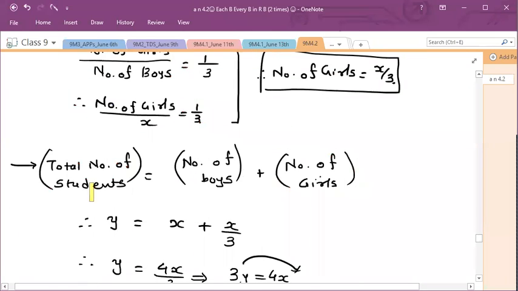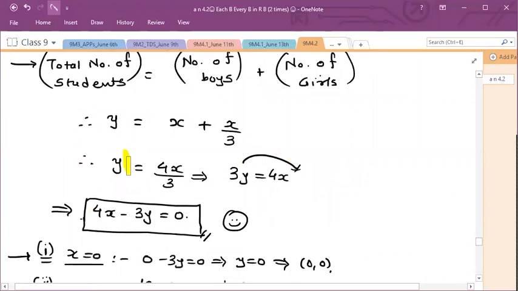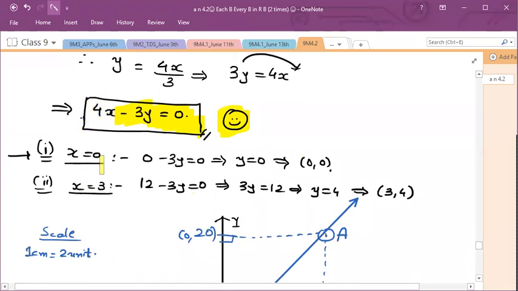Then what is the total number of students? The total number of students will be the number of boys plus the number of girls. Number of boys is x. Number of girls is x/3. So y will become x plus x/3, that is 4x/3. So 3y is equal to 4x. So here, 4x minus 3y equal to 0. Okay. So if x equal to 0 over here, then y is also equal to 0. If x equal to 3 over here, then y is equal to 4.